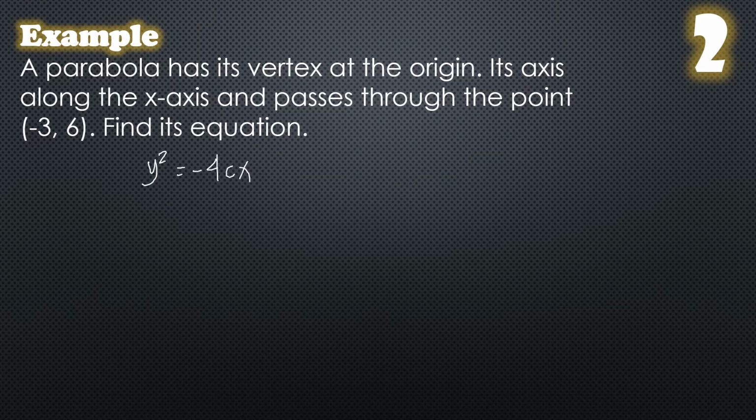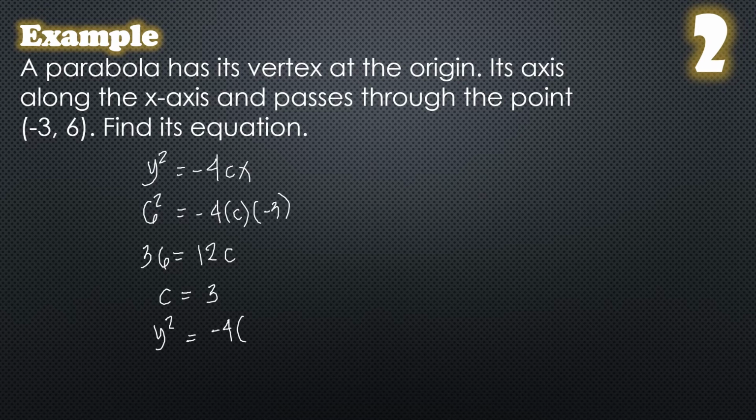Substituting negative 3 for x and 6 for y, we will have 6 squared is equal to negative 4 times c times negative 3. So we have 36 equals 12c. Dividing both sides by 12, then c is equal to 3. Therefore, the equation of the parabola will be y squared is equal to negative 4 times 3x. So, the equation of the parabola is y squared is equal to negative 12x.